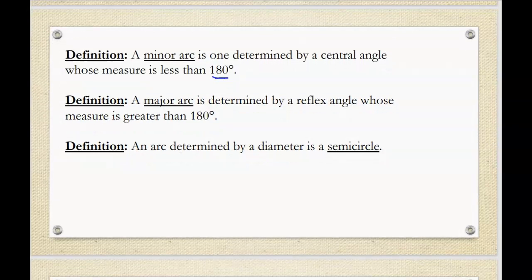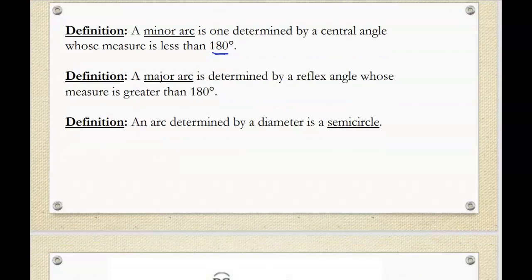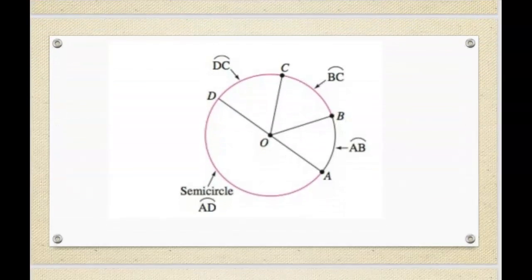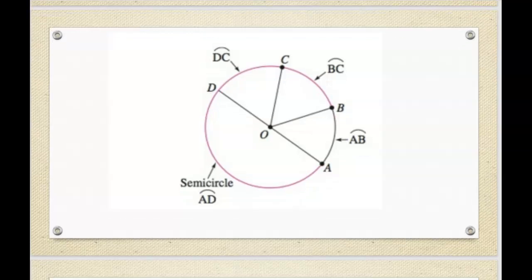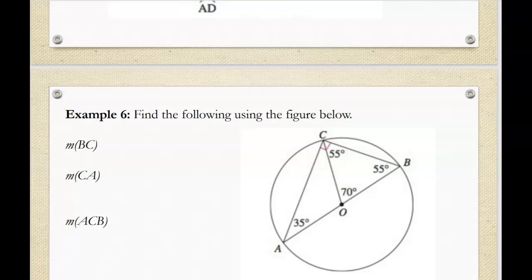An arc is determined by the diameter of the semicircle. So again, here's the semicircle, and then here are some of the arcs. So whenever we're looking at the measurement, a few things that we need to look at.